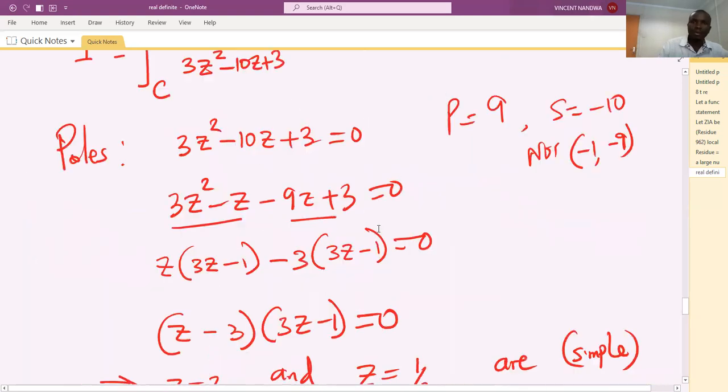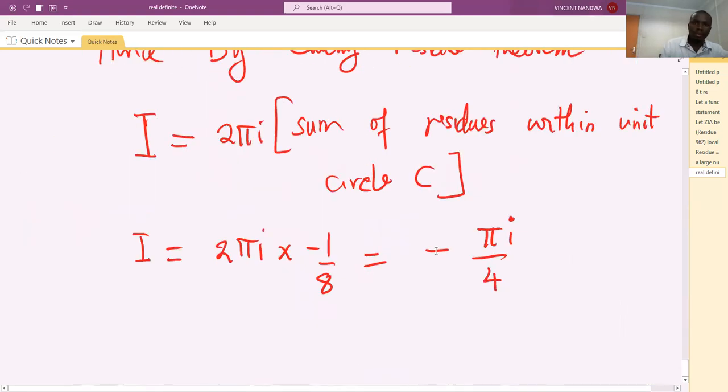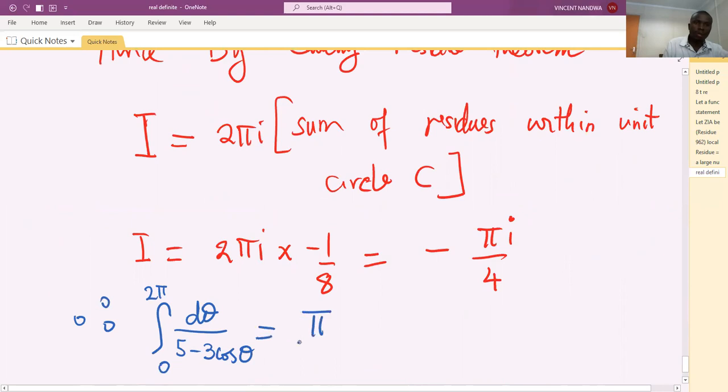So therefore, the solution to the problem, the integral from 0 to 2 pi of d theta over 5 minus 3 cosine of theta, is given by pi over 2. So that's how we solve that problem. Thank you.